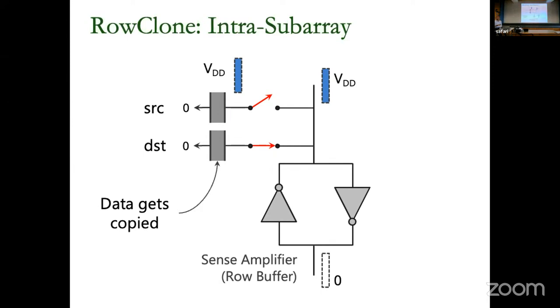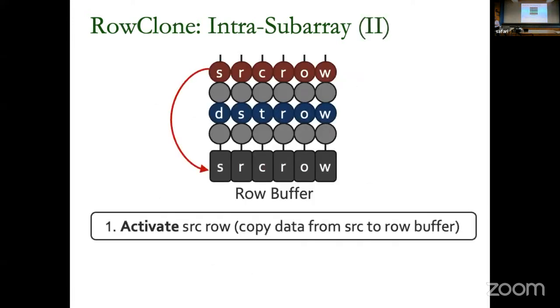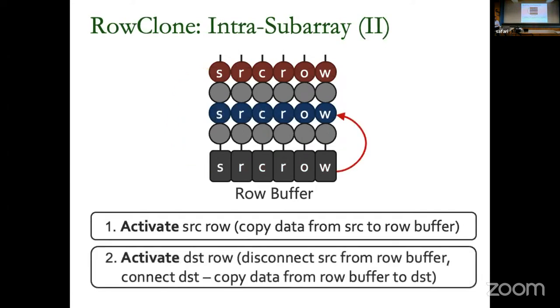So this, as you see, is a really simple mechanism. I don't know if there is any question. At first it's really simple, but it took some time for people to understand how this actually works. But hopefully at a high level, you understood. You're going to build from there. So again, this is just another way of showing how that works. First, you send activate to the source row, then activate to the destination row, and that copies the data from the row buffer into the destination row.